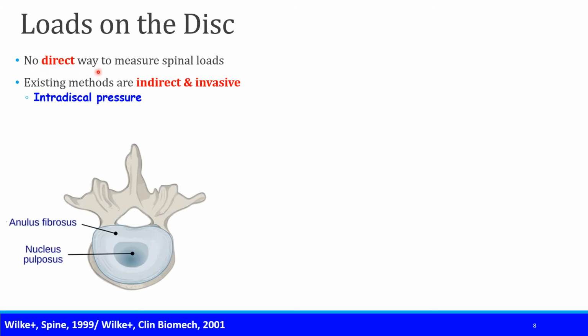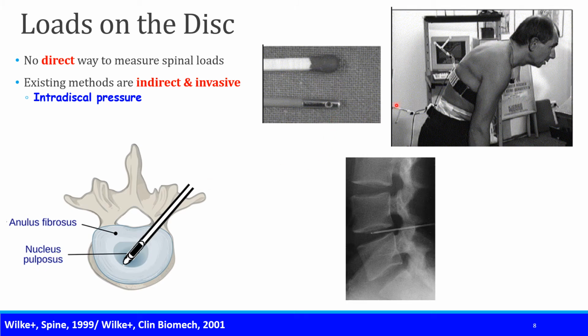There is no direct way to measure spinal loads, and all existing methods are indirect and invasive. One of the methods is measuring intradiscal pressure. This is a very invasive procedure in which a researcher inserts a pressure sensor into the nucleus pulposus of the subject. During this procedure, the needle or pressure gauge goes all the way through until it is placed at the right place at the middle of the intervertebral disc.